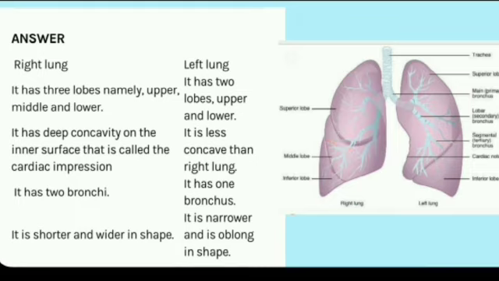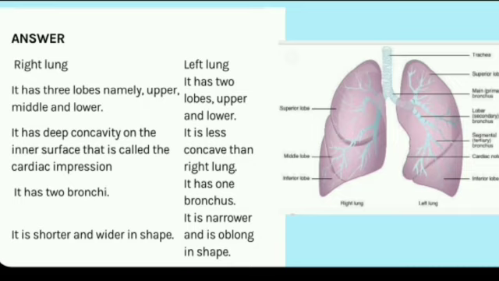So the right lung has 3 lobes, namely upper, middle and lower, and they are divided by the horizontal fissure and oblique fissure. Whereas the left lung has 2 lobes, only upper and lower lobes. So it has only one fissure, the oblique fissure, dividing the left lung into an upper lobe and a lower lobe.